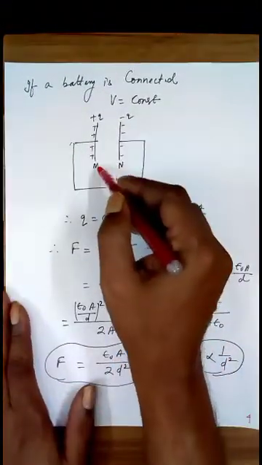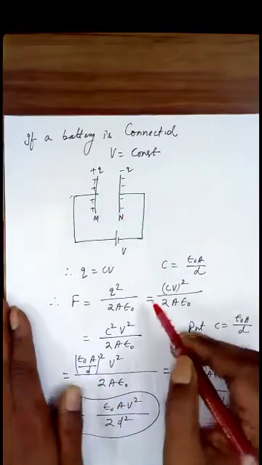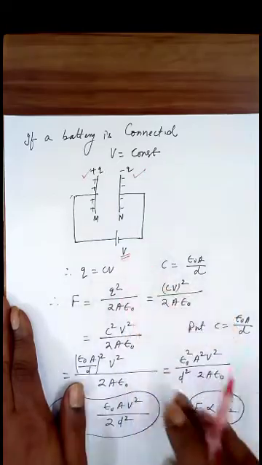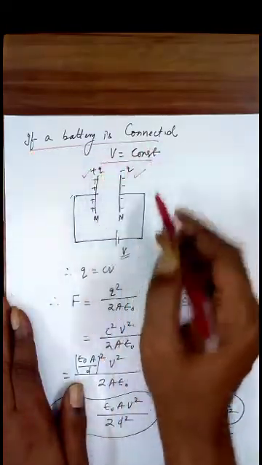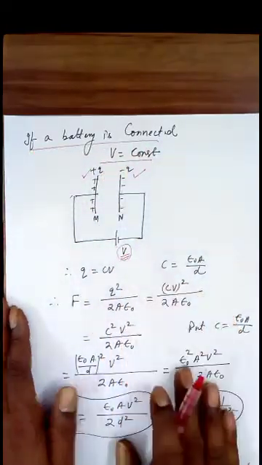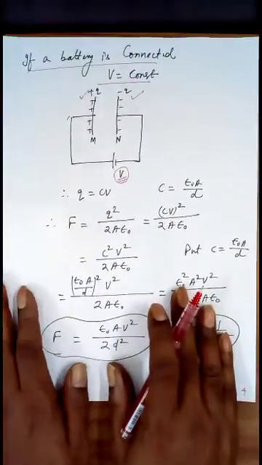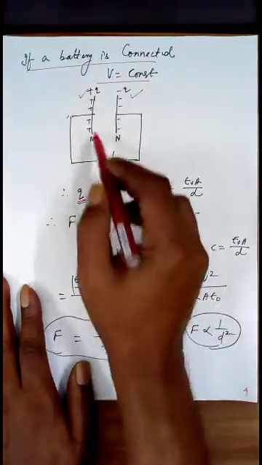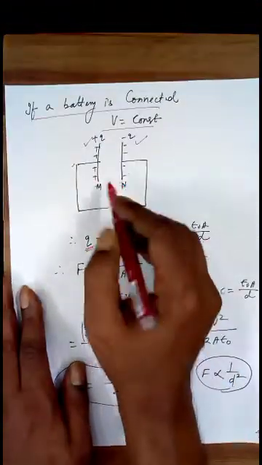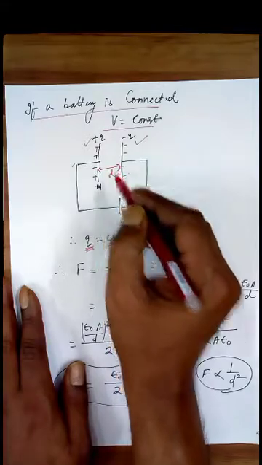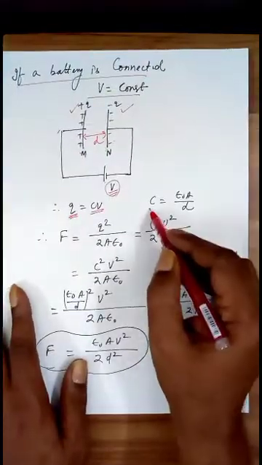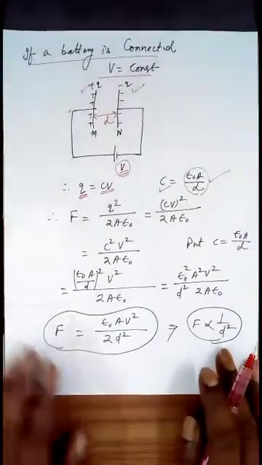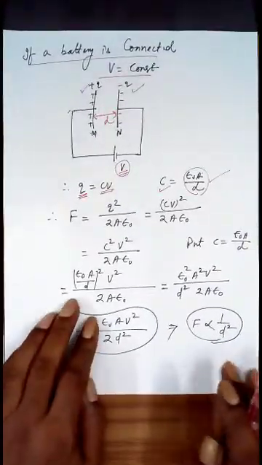Now look at this page. It is the same plate M, and the same plate N, having charge plus Q and minus Q. This is connected to a potential difference V. So if a battery is connected, V is constant. And we know for a capacitor, the charge on each plate Q is equal to C into V. And for a parallel plate capacitor, M and N having a distance D between the plates, the capacitance was epsilon naught A over D. This was derived in the electrostatics lectures while deriving the capacitance of a parallel plate capacitor.